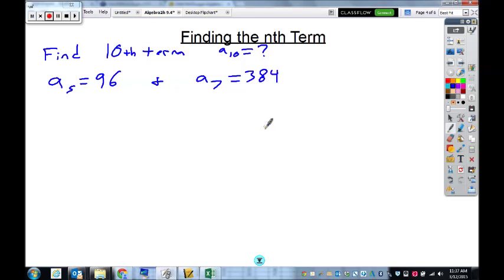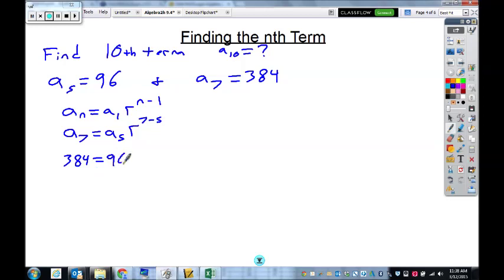So again, we're going to use our formula. We have a sub n equals a sub 1 times r to the n minus 1, but I don't have a sub 1, so I'm going to say, well, this is going to be a sub 7, and this is going to be a sub 5, so that's going to be r to the 7 minus 5. Well, a sub 7 is 384, a sub 5 is 96, 7 minus 5 is 2, so I have r squared.